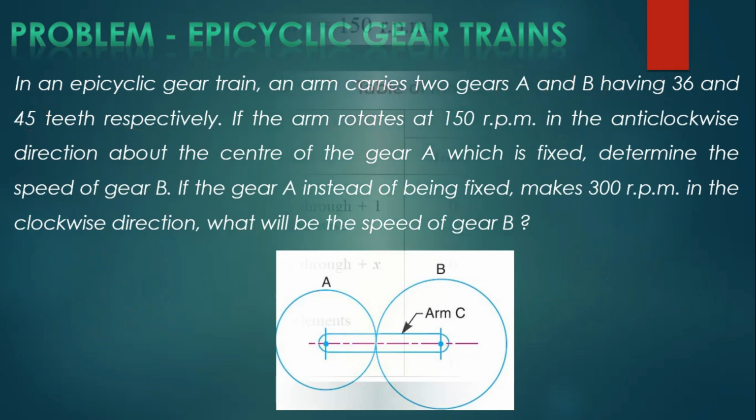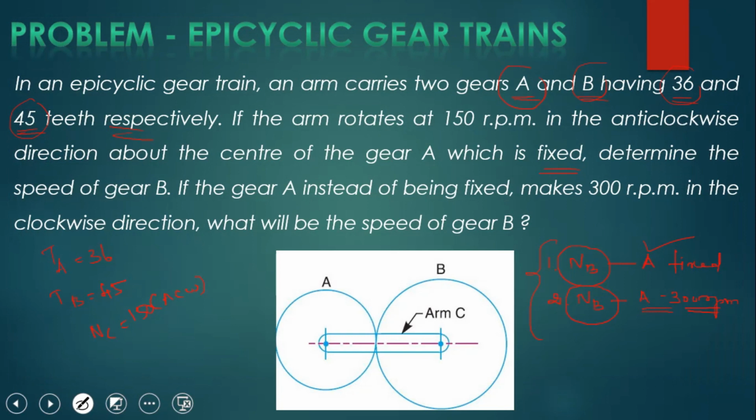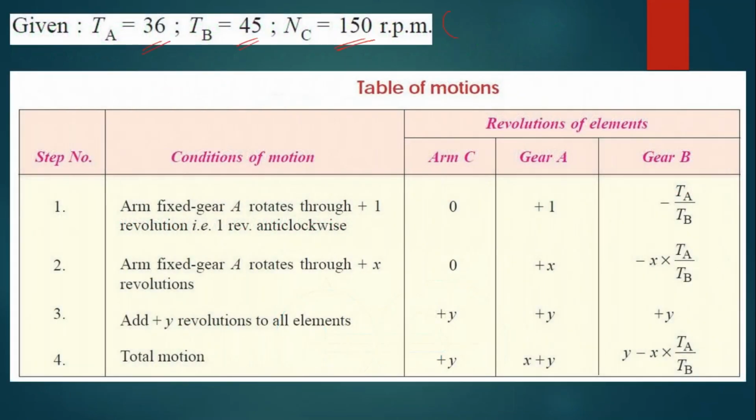So already we know how to draw the tabulations, everything. First we have to write the given data: TA equals 36, TB equals 45, and the speed of arm C equals 150 RPM in the anti-clockwise direction. Remember, this is anti-clockwise. Now draw the tabulation and write the conditions of motion, and we know how to fill this.